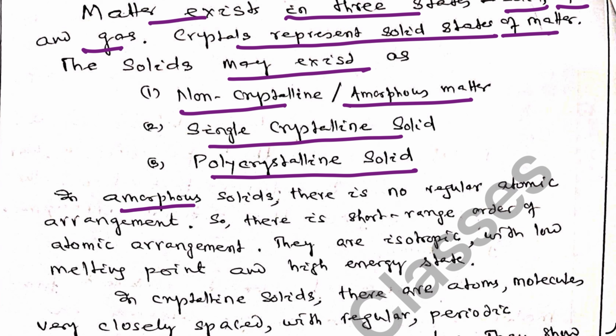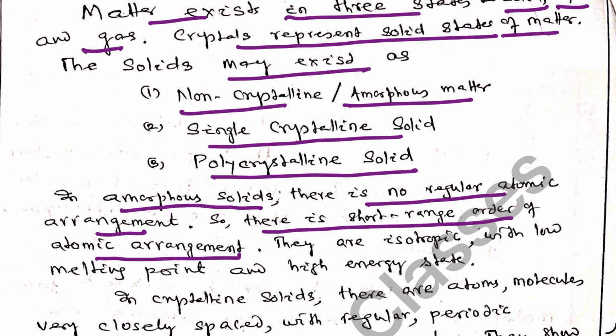So in amorphous solids, there is no regular atomic arrangement. There is short range order of atomic arrangement. They are isotropic with low melting point and high energy state.